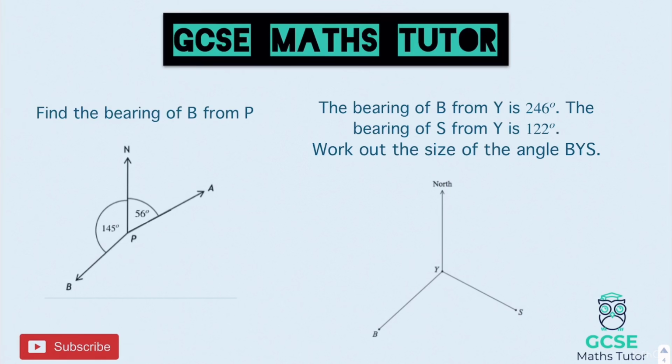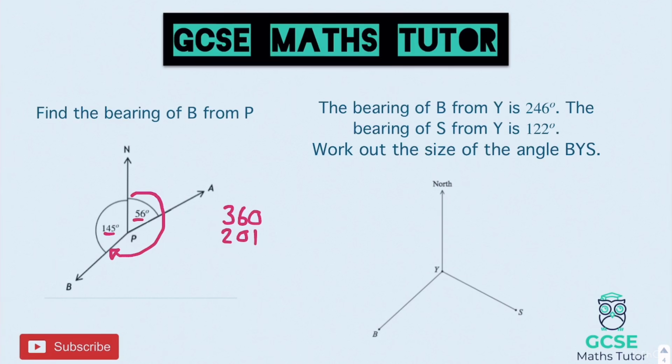So we want to get to B, we're standing at P, so we've got 56 degrees there, plus a little bit more, so we need to find out what that missing gap is. If we add together what we've got, 145 and 56, I'm just going to do this on the calculator, 145 plus 56 gets us 201 degrees. So at the moment, we want to take away 201 degrees from 360.